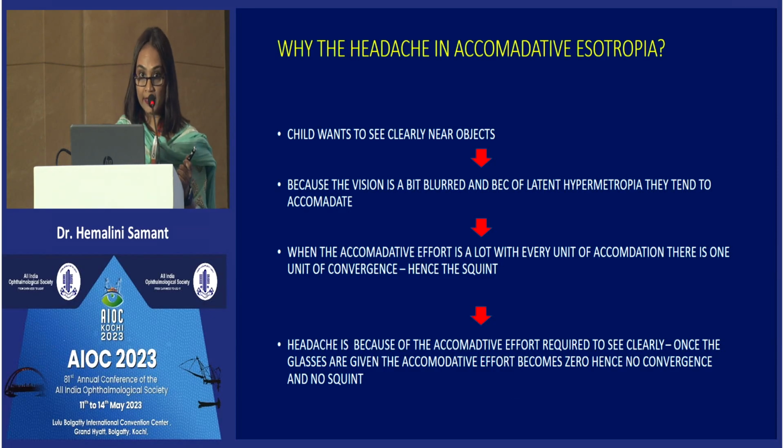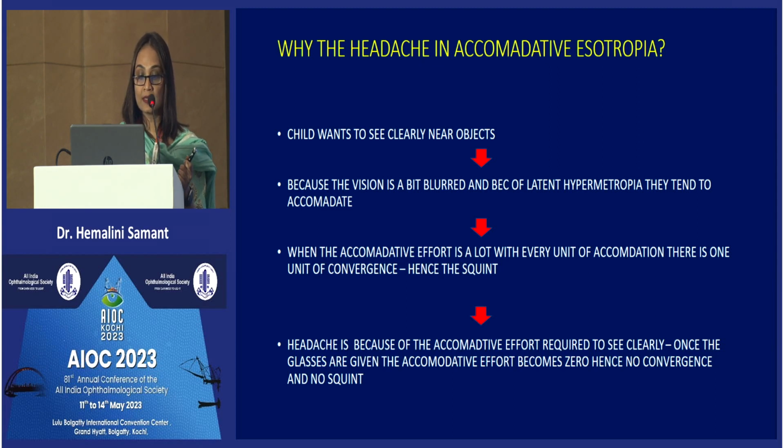So why do we get headaches in accommodative esotropias? So remember, a child who has accommodative esotropia has latent hypermetropia. This child wants to see clearly. Because the vision is blurred and because there's latent hypermetropia, they tend to accommodate. But the accommodative effort is a lot, and with every unit of accommodative effort, there is 1 unit of convergence. And hence, when they're trying to accommodate 6x times, the eye goes inside. The headache is because of the constant accommodative effort required to see clearly.